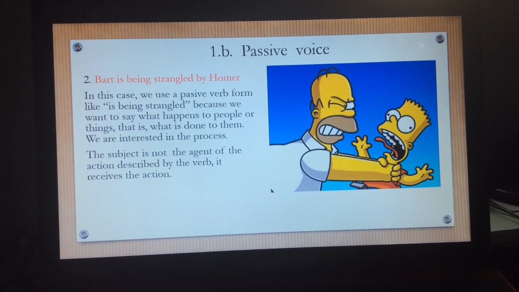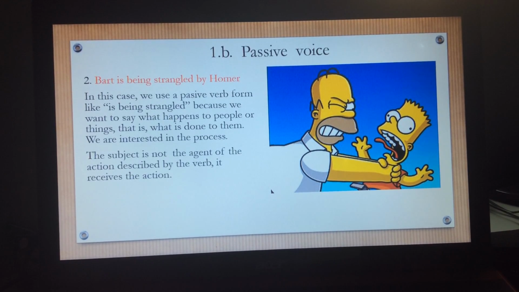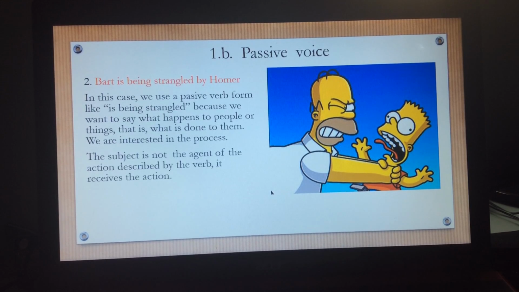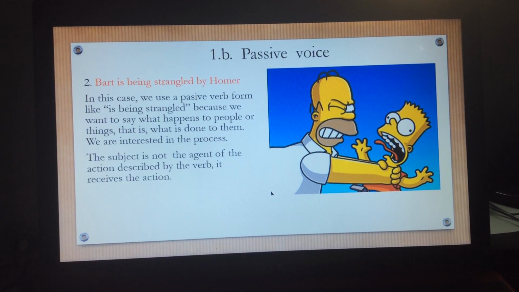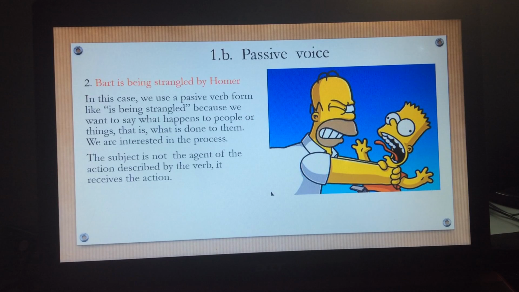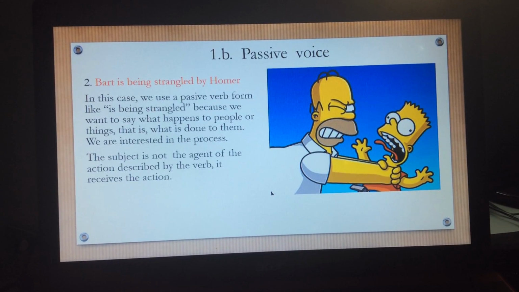In the second example, Bart is being strangled by Homer. In this case, we use a passive verb form like is being strangled because we want to say what happens to people or things, that is, what is done to them. We are interested in the process, not in the agent. The subject is not the agent of the action described by the verb. It receives the action.